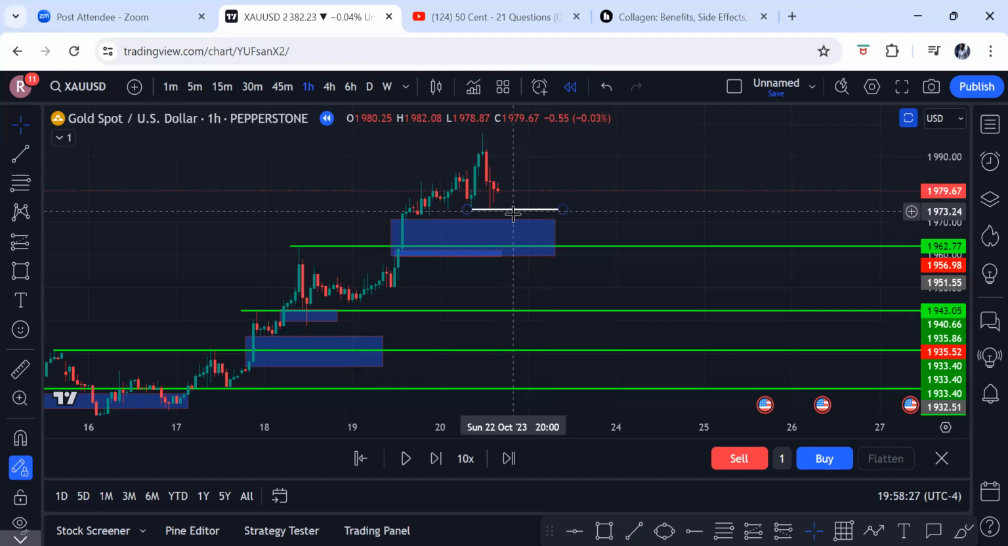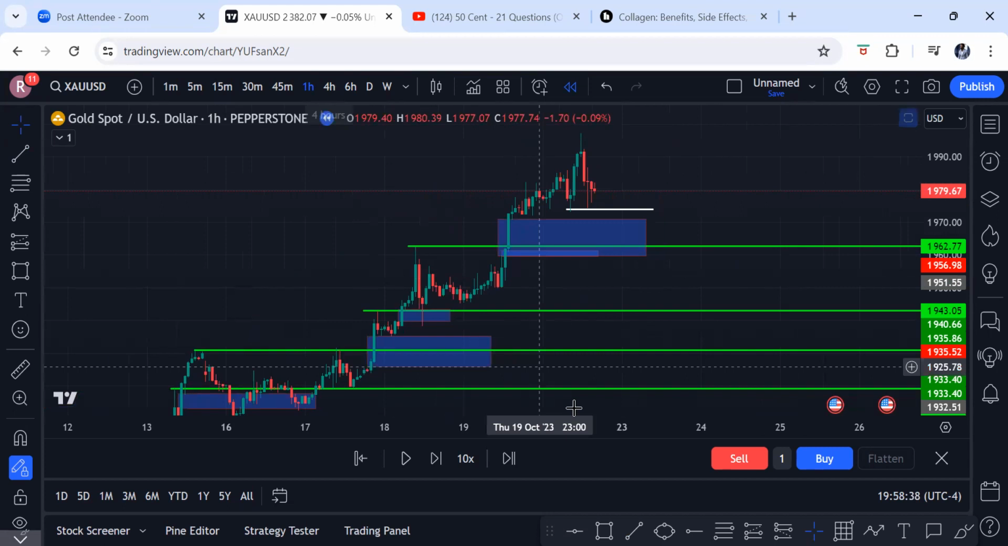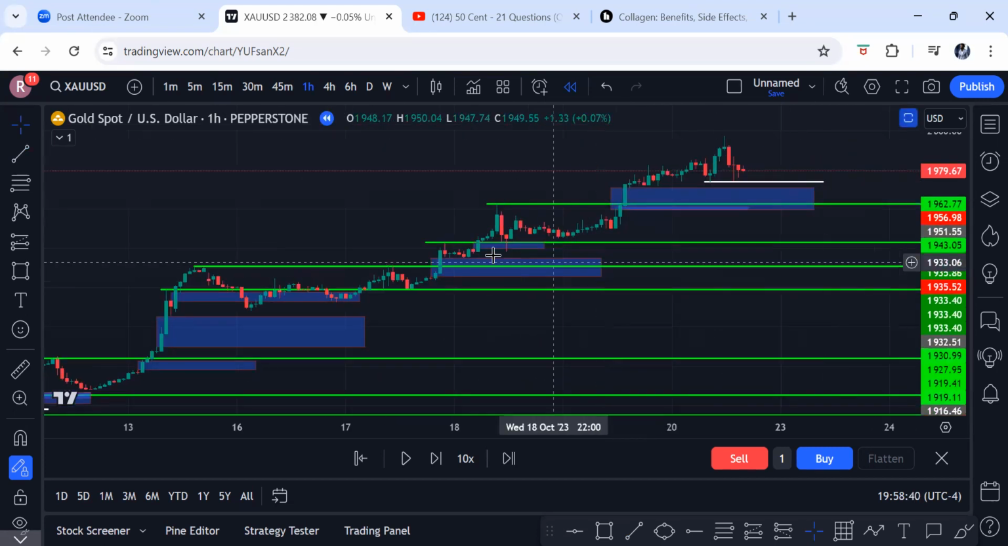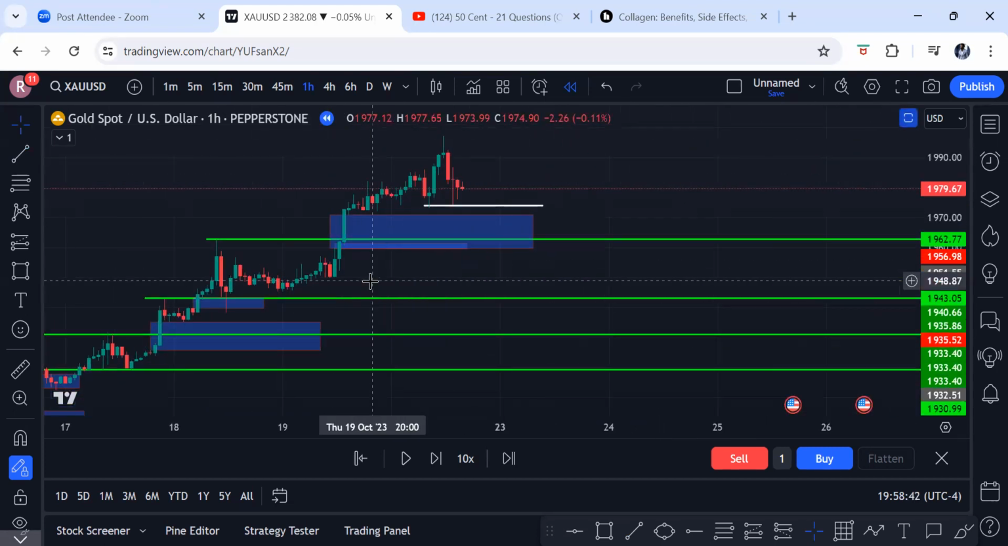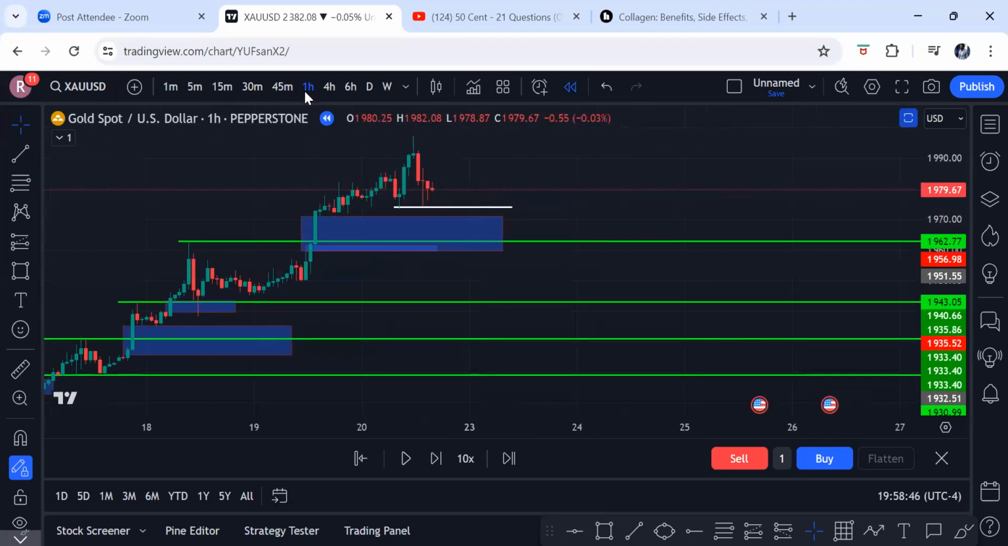So we'll be looking for that first, and then we will flip it and start to look for the imbalance for the sells and so forth, until we get back into a place where we are buying again. But that's in the event that we do break this area here. So let's see.